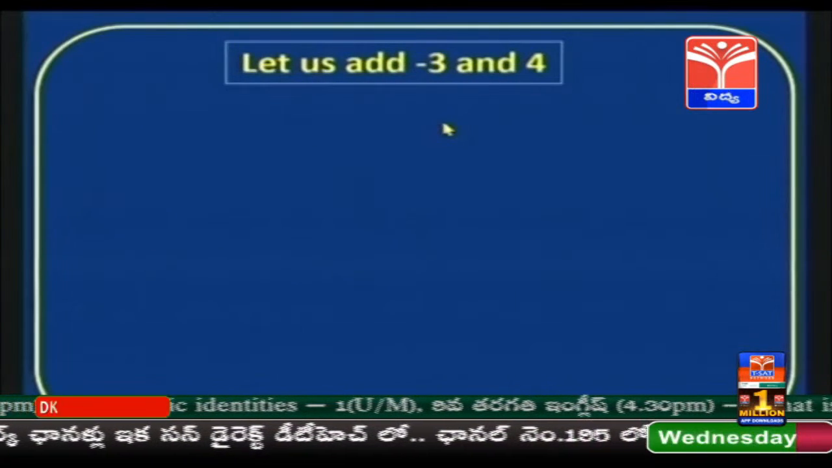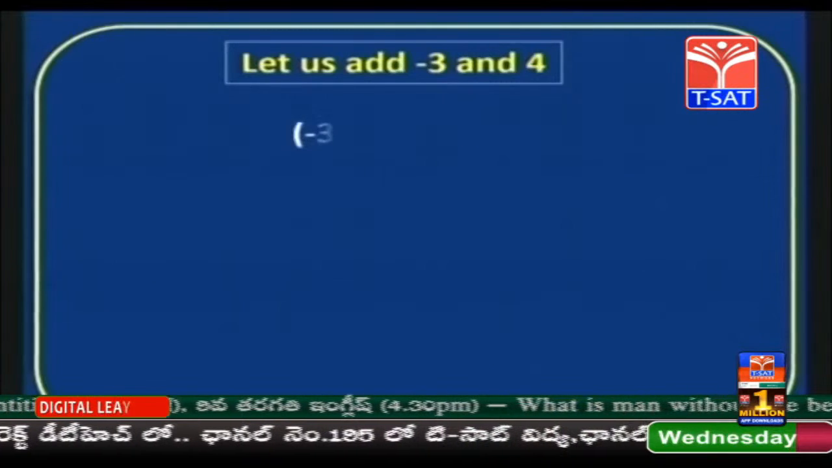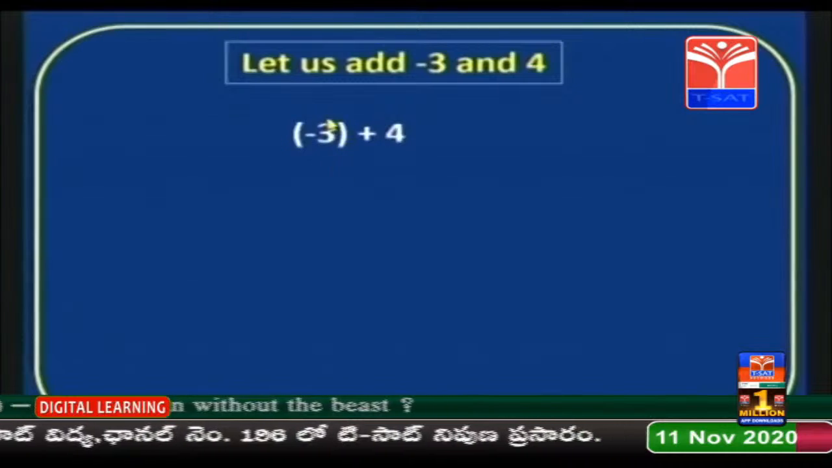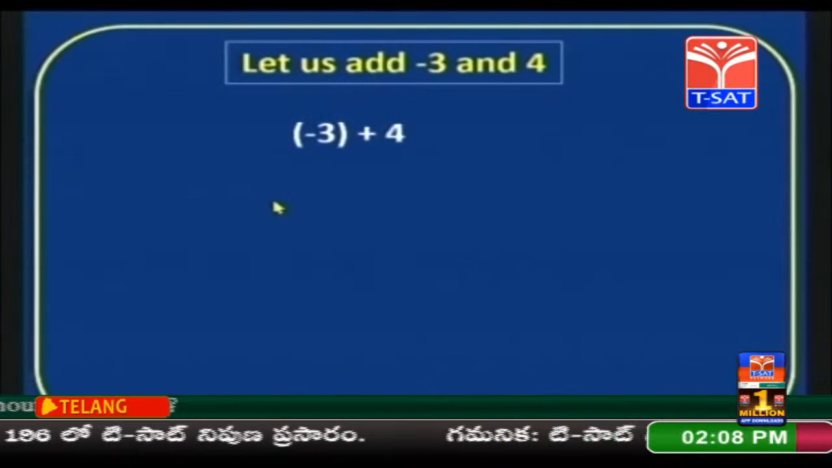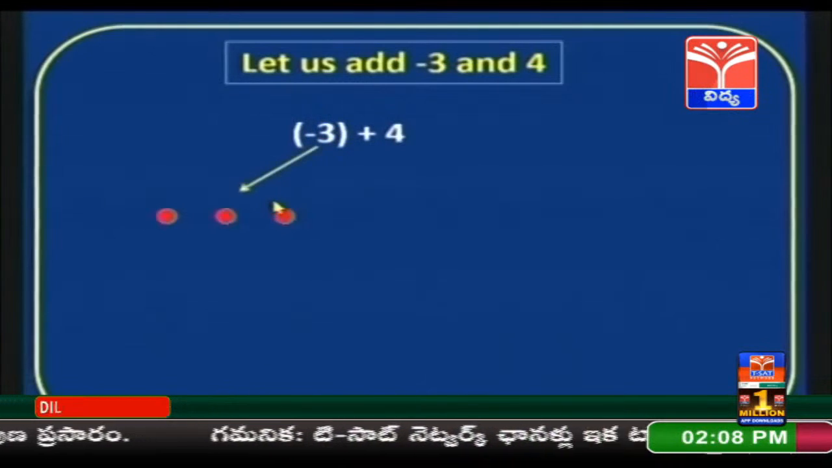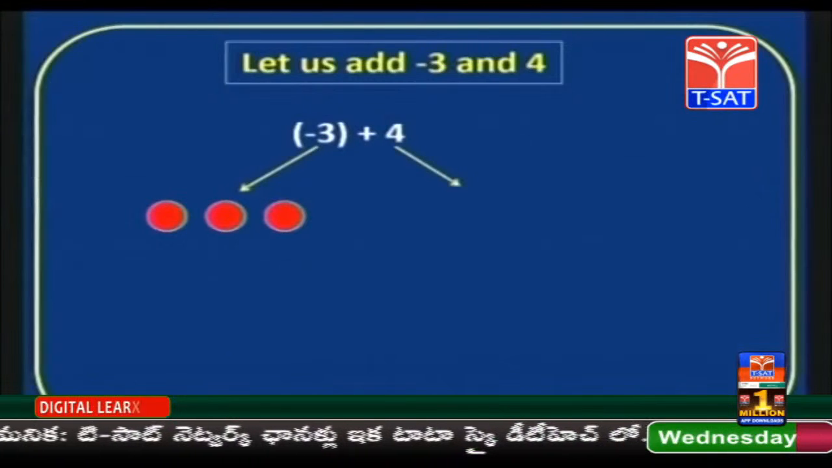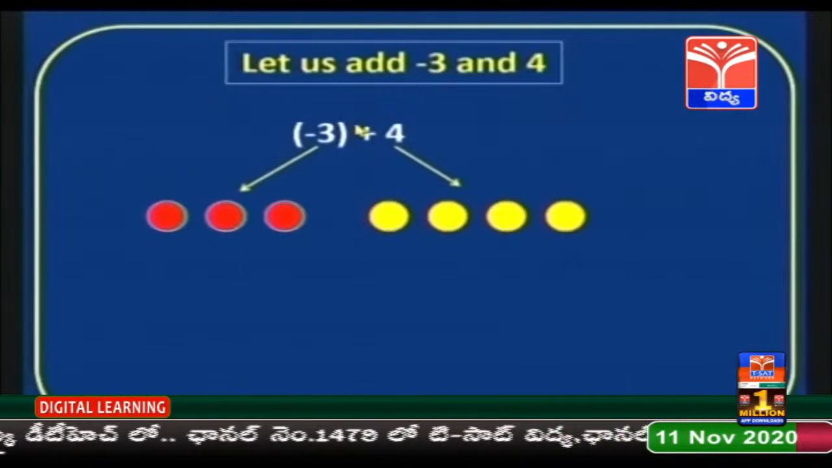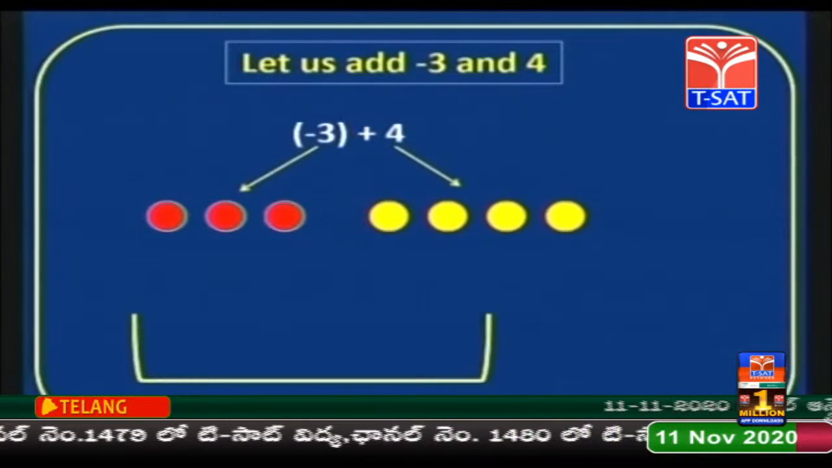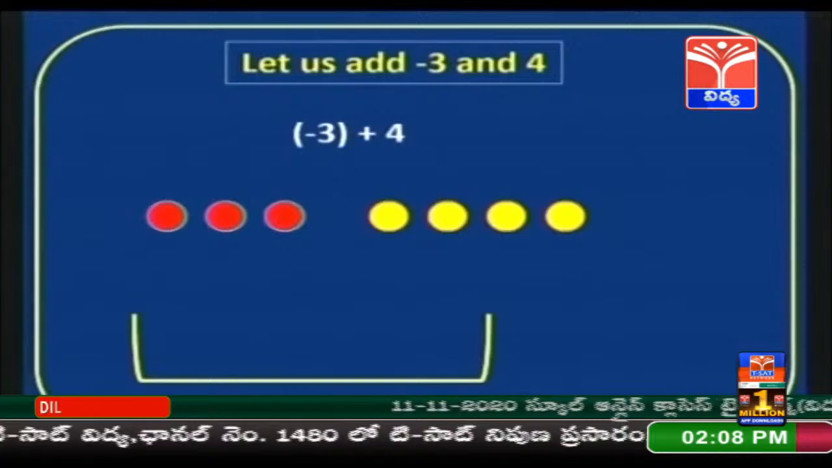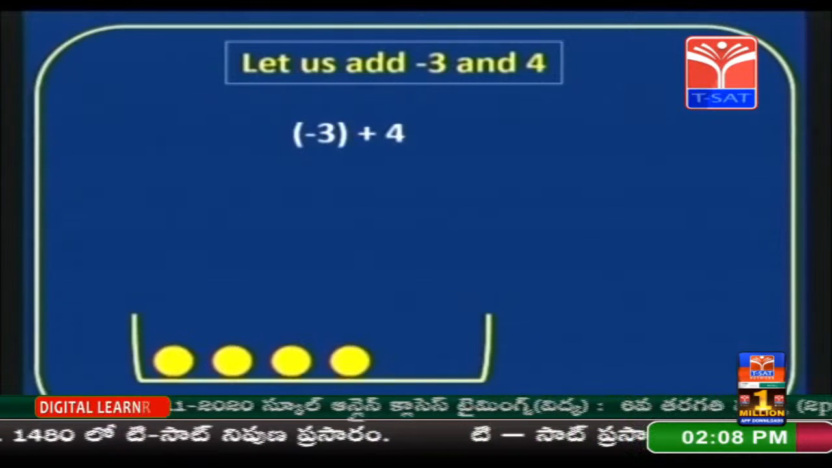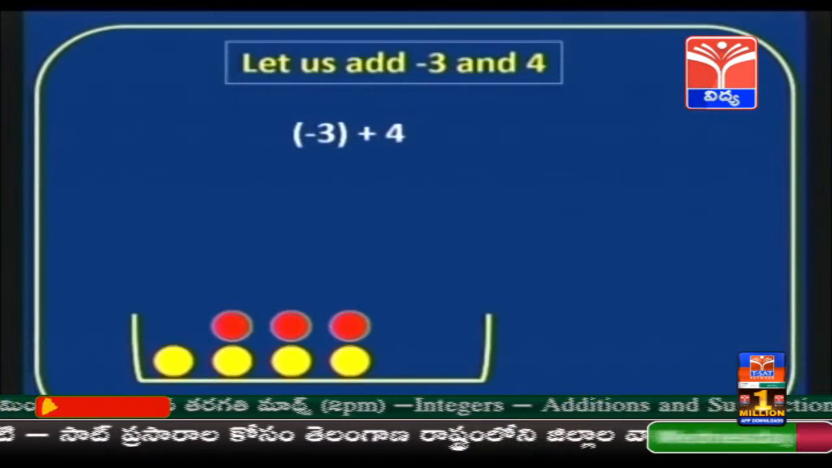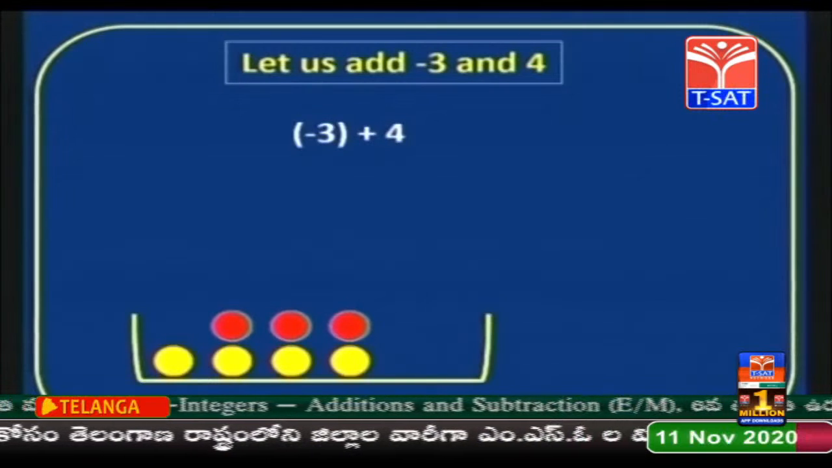Now let us add minus 3 and 4. Okay children, now which coins we have to take to represent this minus 3? Yes, we have to take red coins. And what coins you have to take to represent this 4? Yes, we have to take yellow coins. Now I am taking the container, placing the yellow coins first and placing the red coins just above the yellow coins. Now here can you make any pairs?